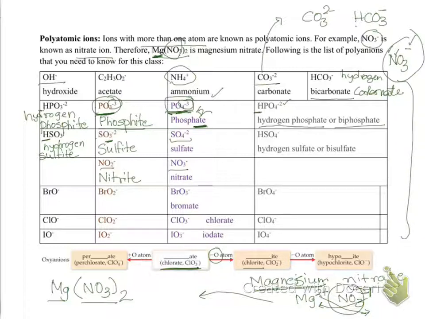So let's do this. BrO3 with one negative charge is bromate. One less oxygen will make it bromite. Now another thing they said: if you have a chlorite and you get rid of one more oxygen atom, then you call it hypochlorite. So if I have BrO2 negative here, look at this and this, what's the difference? This one has one less oxygen. Here are two, and here is one. One less oxygen makes it hypobromite.